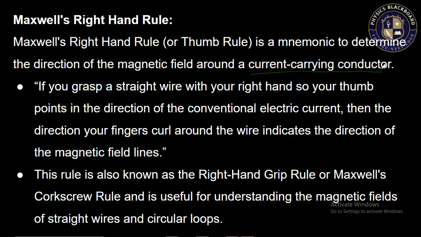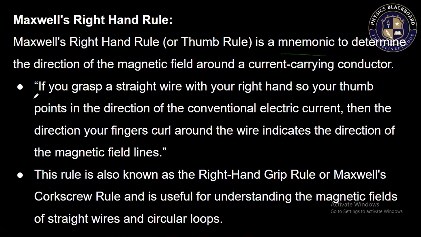You might already have learned that if you observe a current carrying conductor, it produces the magnetic field around it, right? Through Oersted experiment, we learned that. Whereas to know the direction of this magnetic field produced around a current carrying conductor, we use this thumb rule, the Maxwell right-hand thumb rule, as a mnemonic.